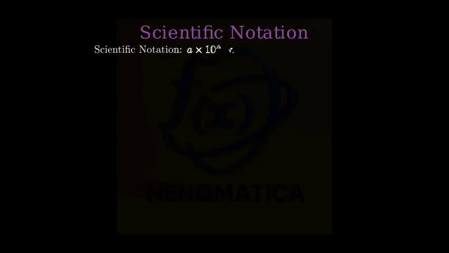Scientific notation. Welcome to this educational video about scientific notation. Let's explore how we represent decimal numbers in a standard format. In general, the scientific notation for any positive decimal number is in the form of a times 10 raised to the power n, where a is between 1 and 10, and n is an integer.